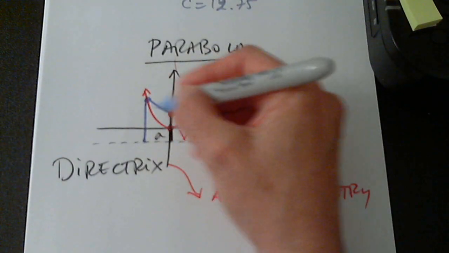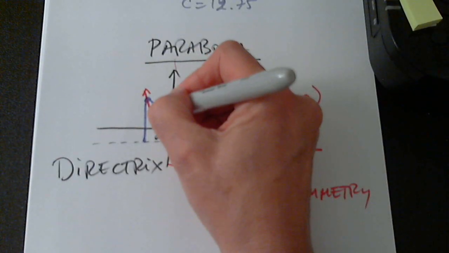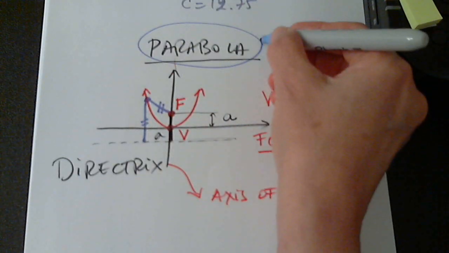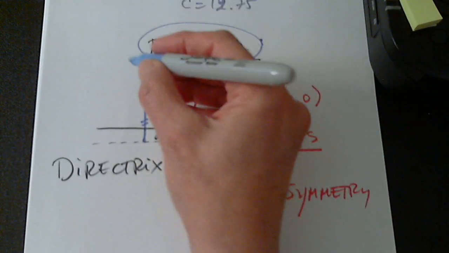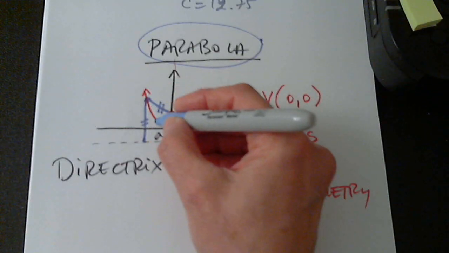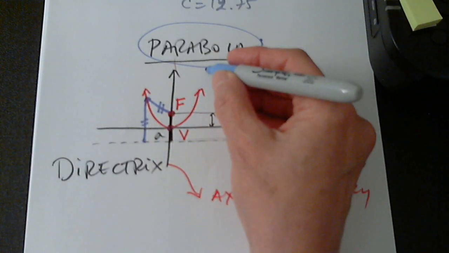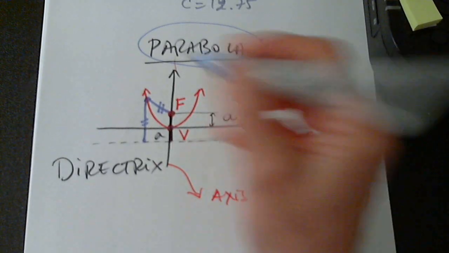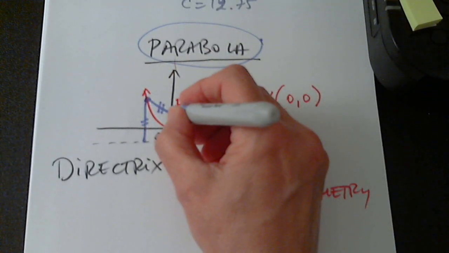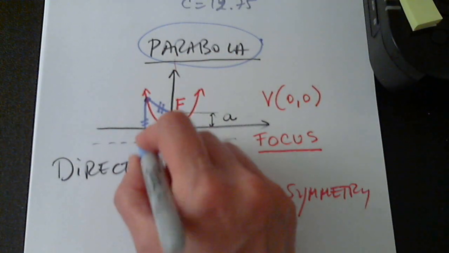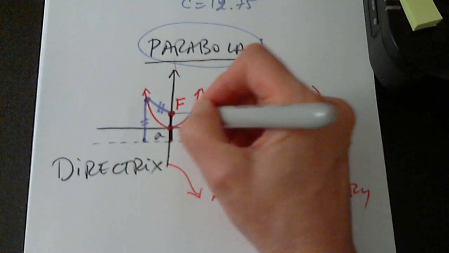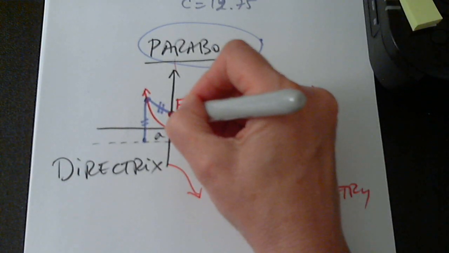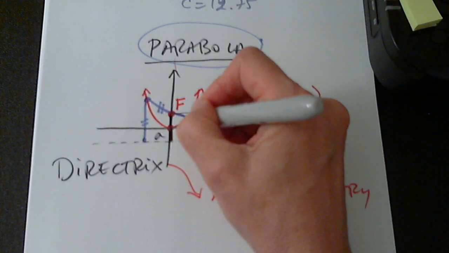It appears that this is smaller than this, but these have to be the same. So in other words, another definition for the parabola is this. Any point on the parabola is equidistant, meaning it is at the same distance away from the focus and away from the directrix. Let's say this point. This point is at the same distance. This distance is equal to this distance.